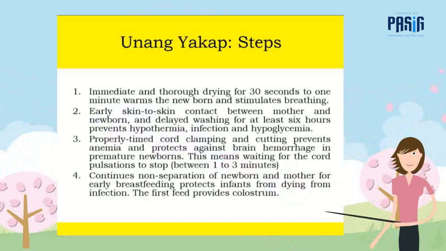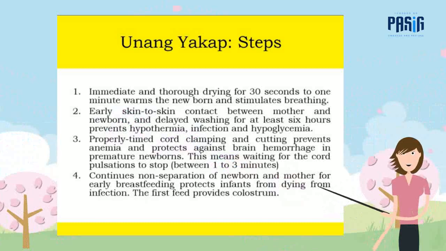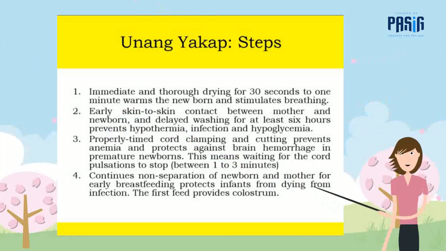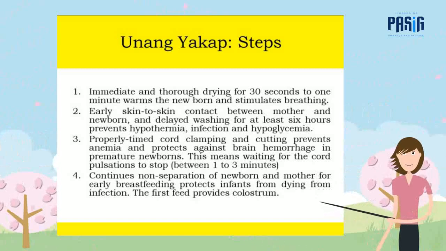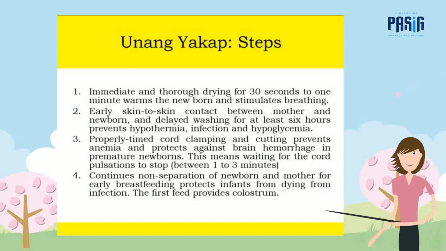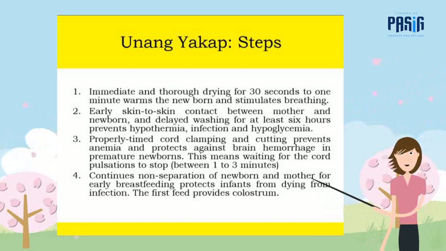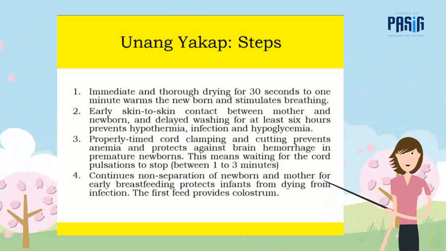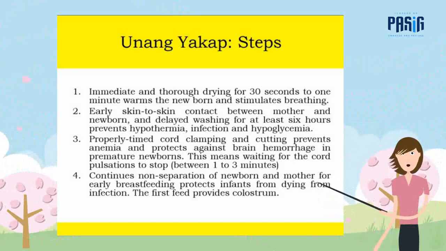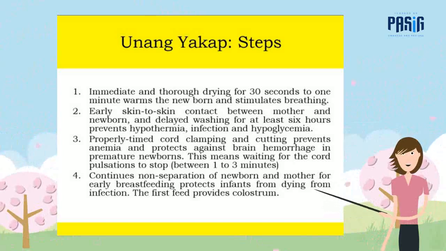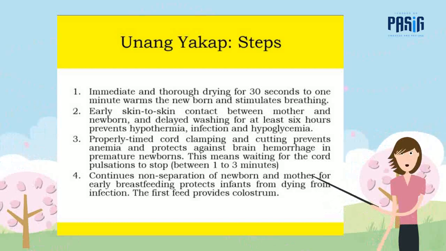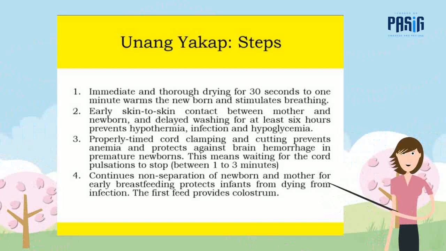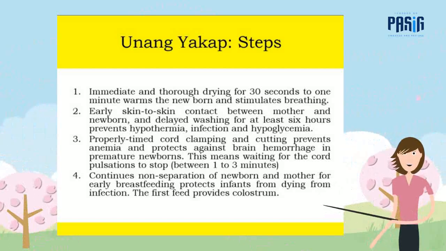Again, how do these steps benefit the baby or the newborn? 1, immediate and thorough drying for 30 seconds to 1 minute warms the newborn and stimulates breathing. 2, early skin-to-skin contact between mother and newborn, and delayed wash-up for at least 6 hours prevents hypothermia, infection and hypoglycemia. 3, properly timed cord clamping and cutting prevents anemia and protects against brain hemorrhage in premature newborns. This means waiting for the cord pulsations to stop, between 1 to 3 minutes. 4, continuous non-separation of newborn and mother for early breastfeeding protects infants from dying from infection. The first feed provides colostrum.